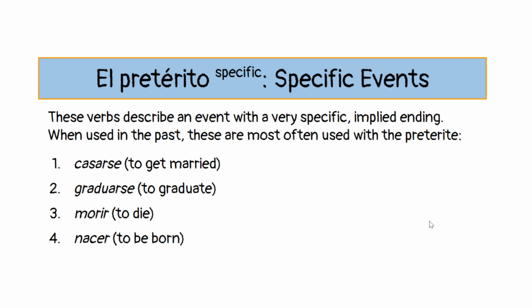So there are specific verbs that talk about specific events, and these specific events will be used with the preterite. Casarse, to get married. Graduarse, to graduate. Morir, and nacer. These you can all hit on a calendar.